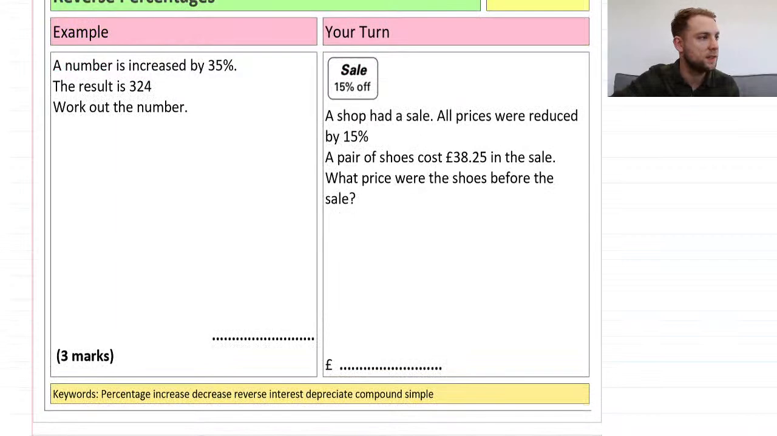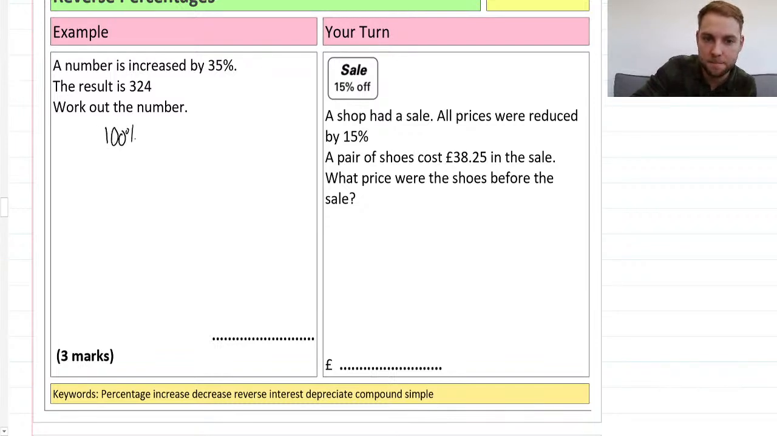So let's have a little look at these then. This first one says the number is increased by 35%. The result is 324. Work out the original number. So here I have 100% plus the 35%, which is equal to 135%.